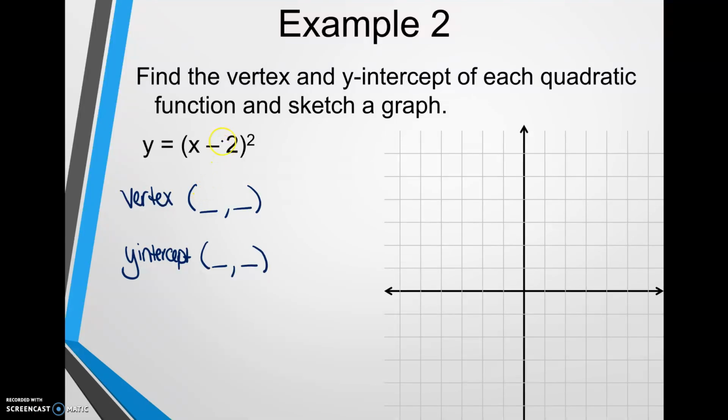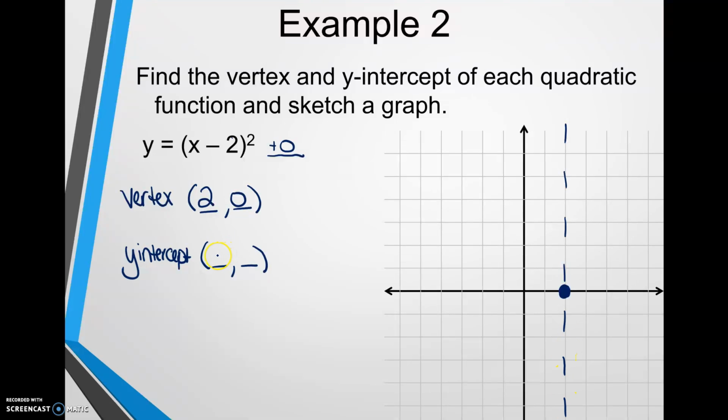Our vertex. You always take the opposite of the number in the parentheses. So positive 2, what number is over here? A 0. There's a plus 0 there. So our vertex is at (2, 0). That's that point right there. And there's a symmetry line going through that point.